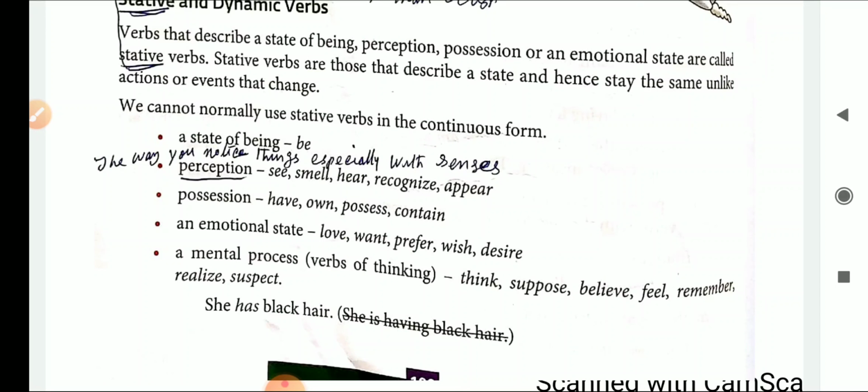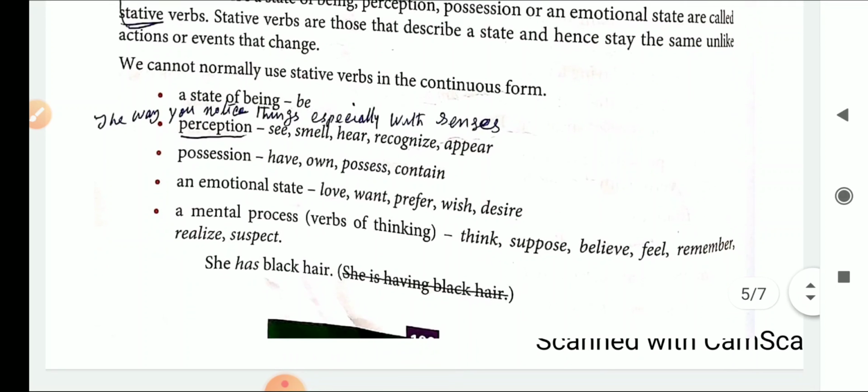First, a state of being, that is be: he is, she is, etc. Second, perception. Perception means the way you notice things, especially with the senses: seeing, hearing, smelling, etc. What are the perception verbs? See, smell, hear, recognize, appear.